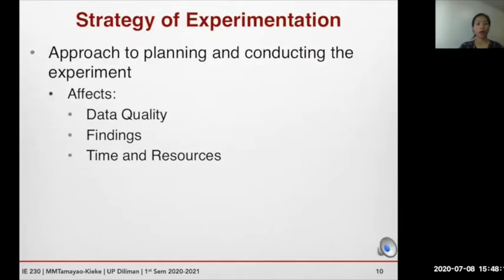Now, whatever the objective of your experiment is, it is important to design it properly. It is important to determine your strategy of experimentation, or your approach to planning and conducting the experiment. Your approach will determine what data you will collect and how you do this. Ultimately, the process of collection will affect the quality of your data, which will in turn affect the conclusions you derive from the experiment, as well as the time and resources that you will be needing.